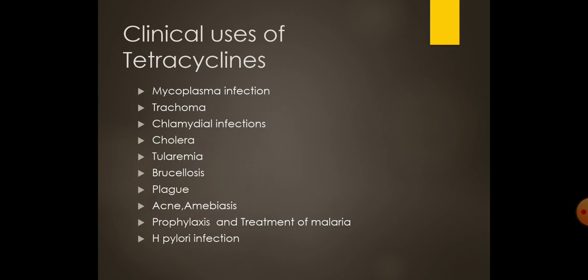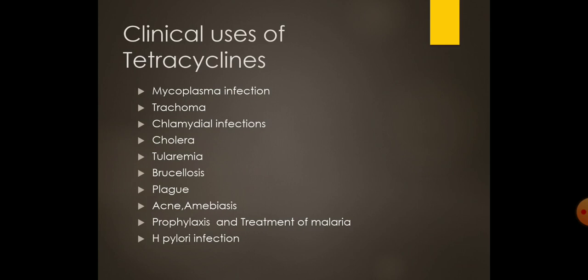In amoebiasis, doxycycline and minocycline are both useful. Doxycycline is also used in the treatment of malaria with quinine, as well as it can be useful as a prophylaxis in case of a person who is traveling probably in an endemic area, and that area is probably containing strains which are resistant to chloroquine or sulfadoxine and pyrimethamine.